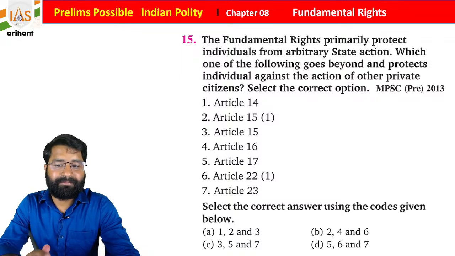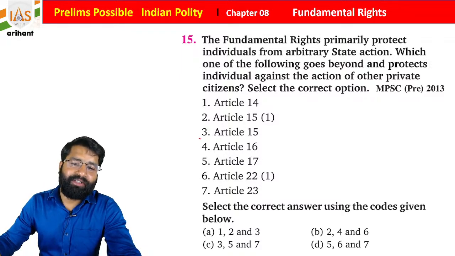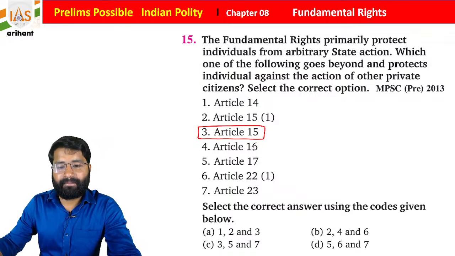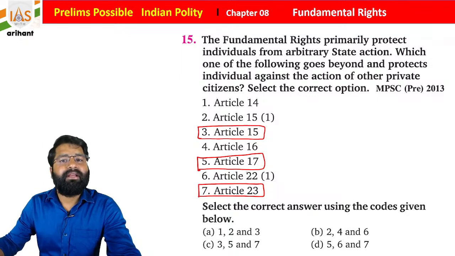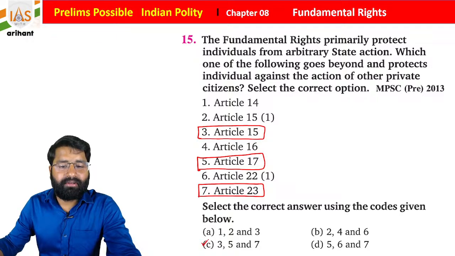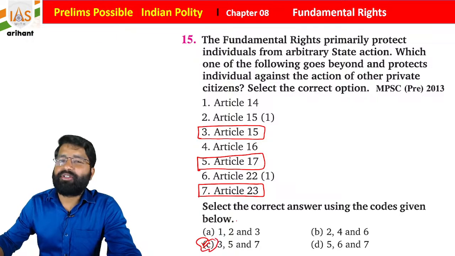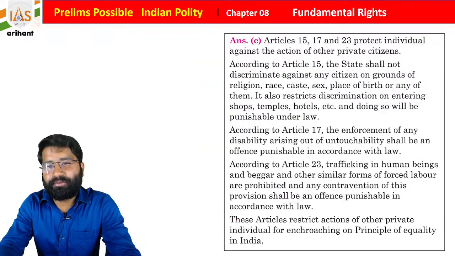Just see it. There shall be no discrimination based on caste, sex, religion, creed and place of birth. Abolition of untouchability, and this is for what? Basically, prohibition of forced labor and human trafficking. So option C is right if you go with option 2.